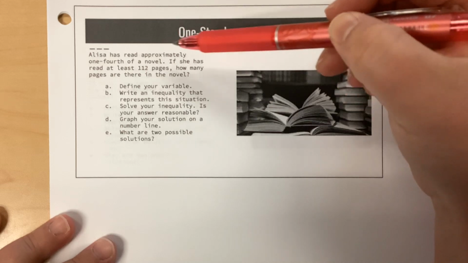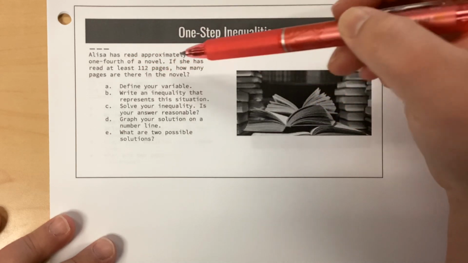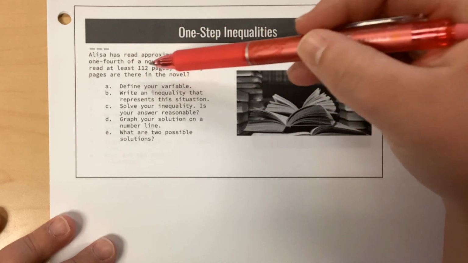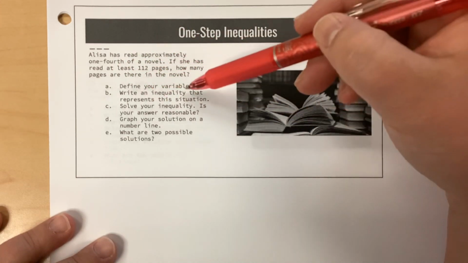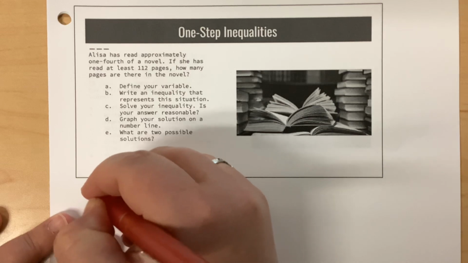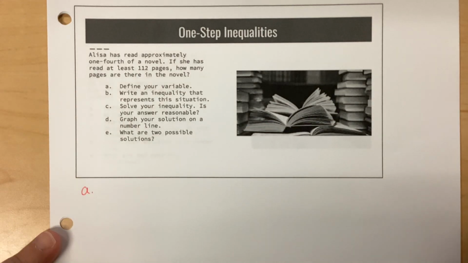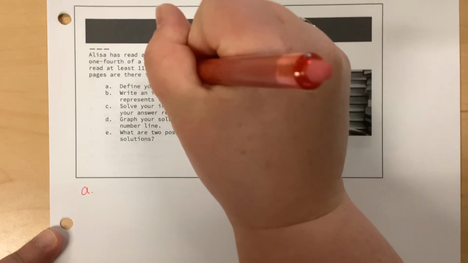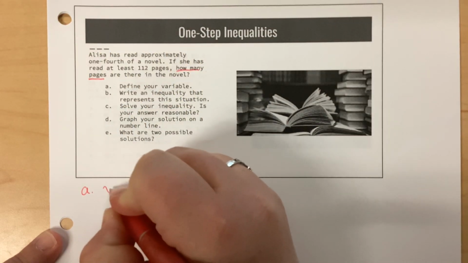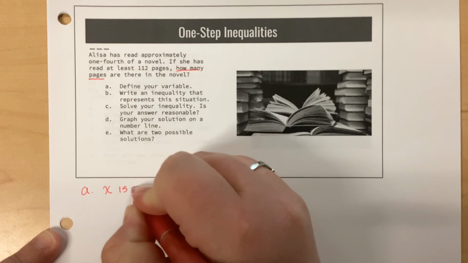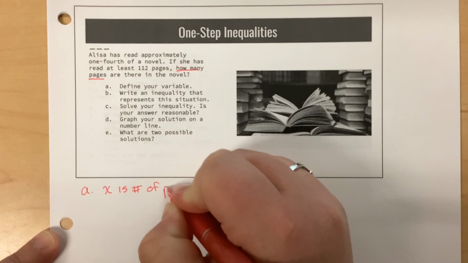Alicia has read approximately 1/4 of a novel. If she has read at least 112 pages, how many pages are there in the novel? All right, so the first thing we need to do is define our variable. That's done the exact same way we did for equations. So what is it that we're trying to find? It's how many pages are in the novel. So we're going to say X is number of pages.